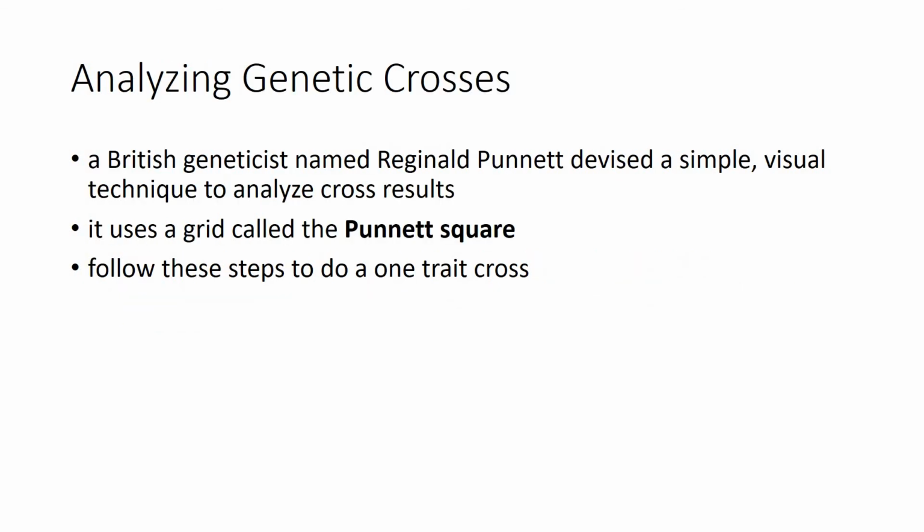Now, we have something called a Punnett square, and that's what we're going to be using today. It was developed by a British geneticist called Reginald Punnett. It visually allows us to see what the traits look like when we cross two parents given the gametes. So we're going to follow these steps to do a one-trait cross.